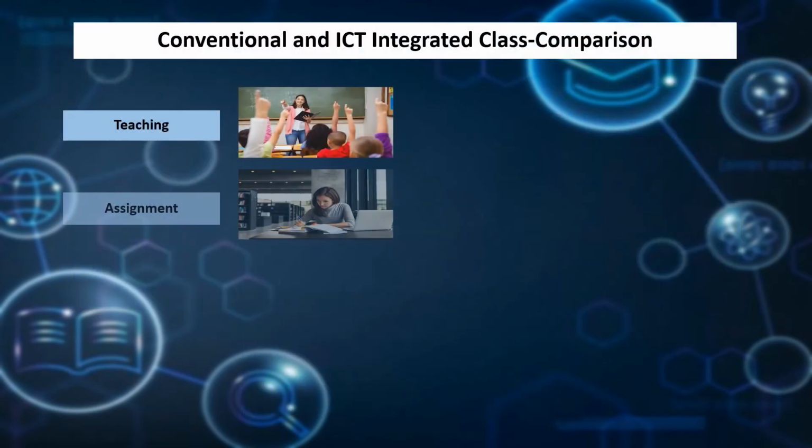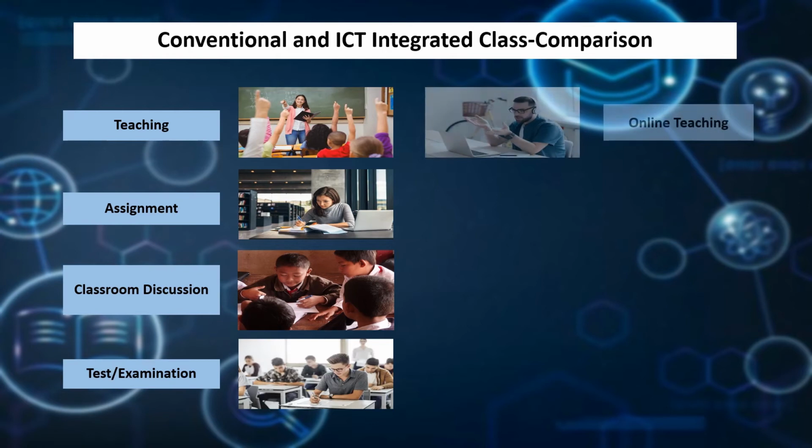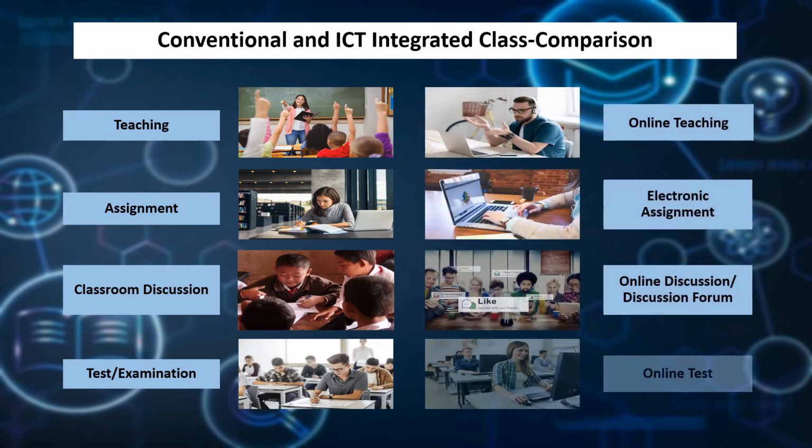You can also see a comparison between the conventional and ICT integrated class or technology integrated classroom. On the left side of the screen, you are seeing a conventional classroom where teachers and students will be physically present in the classroom for the teaching learning activities. Students submit assignments, again the paper pencil or paper pen method will be used. Classroom discussions also happen. Students also attend the examination. Again the paper pen method is used.